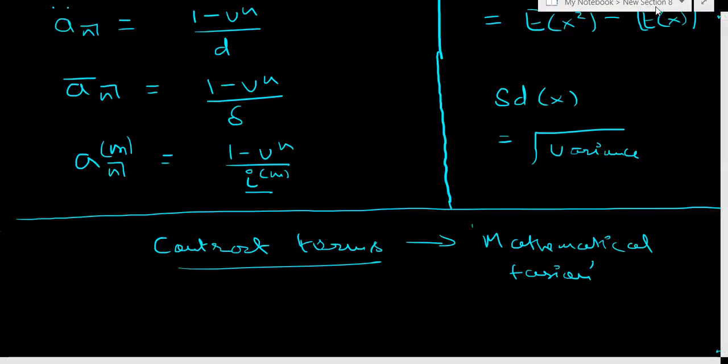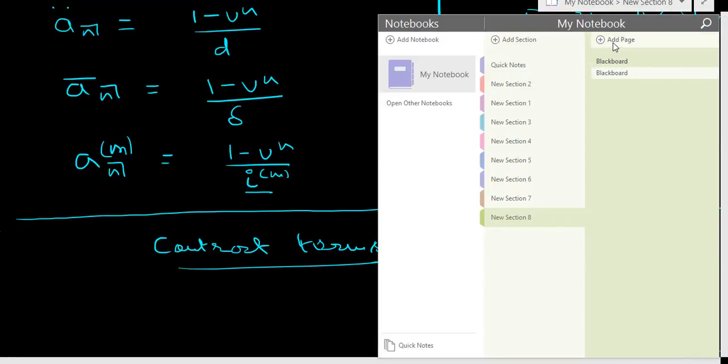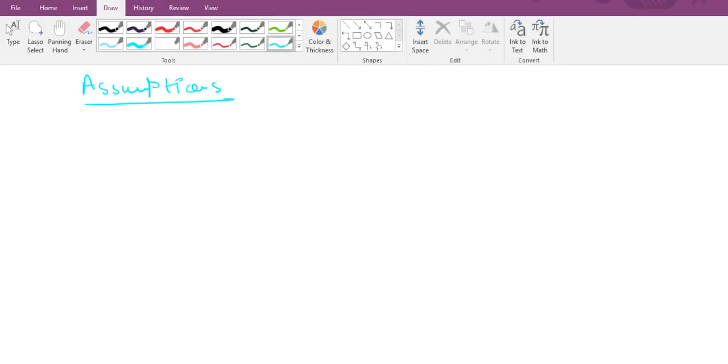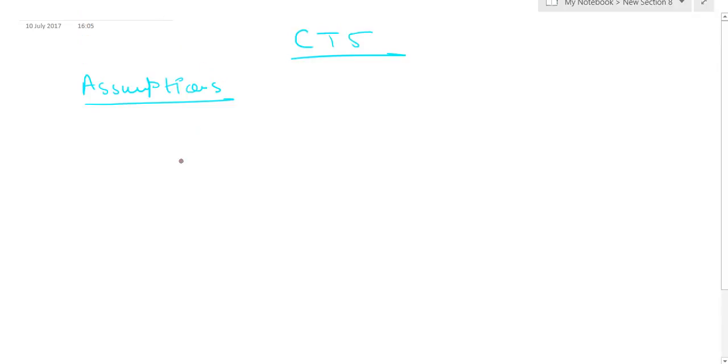Now moving on to the content of subject CD5 again. I will first of all discuss a few assumptions. I will change the color of my pen here. I think you like it. Red is good. Okay. So I will discuss a few assumptions of the contracts under CD5.